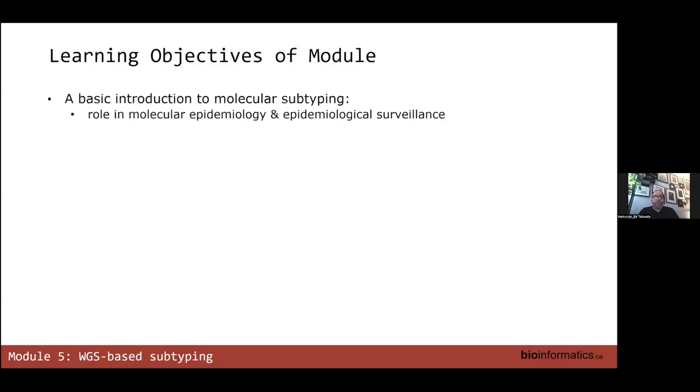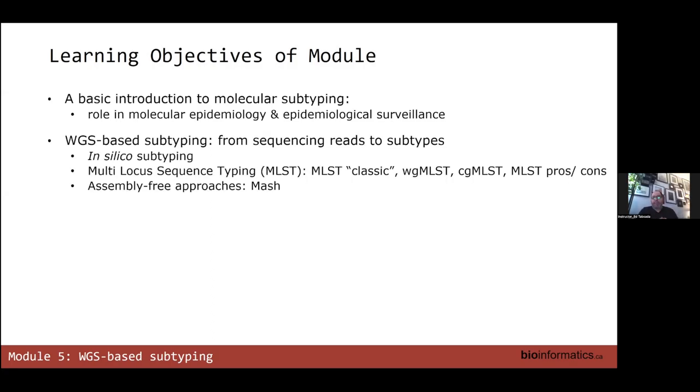In this module, don't be scared of the number of slides. There's a lot of slides. But I wanted to take you through the historical aspects of molecular subtyping and their application to molecular epi, to then start talking about WGS and subtyping from WGS.